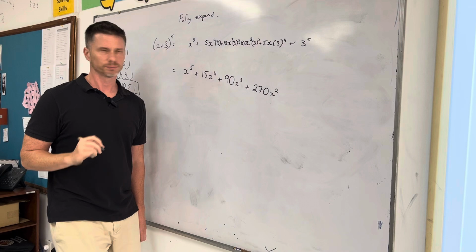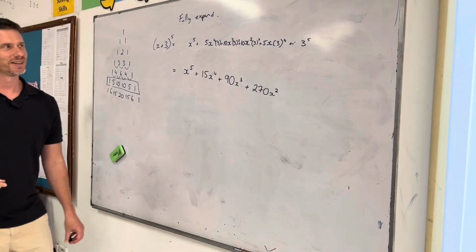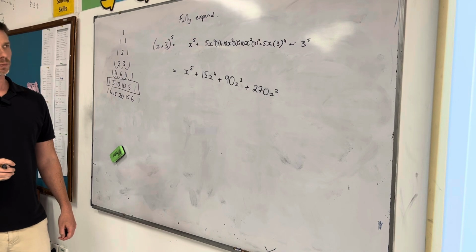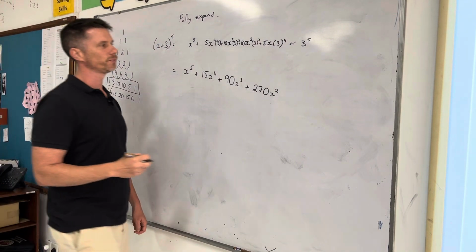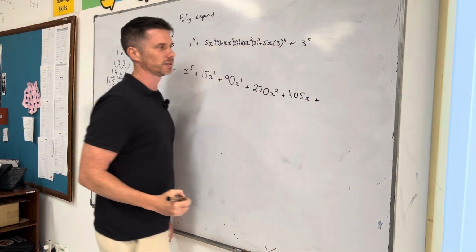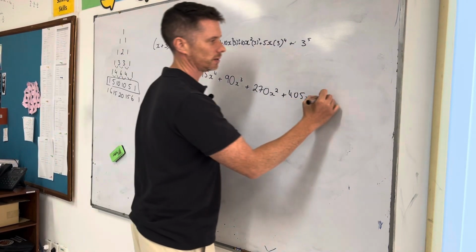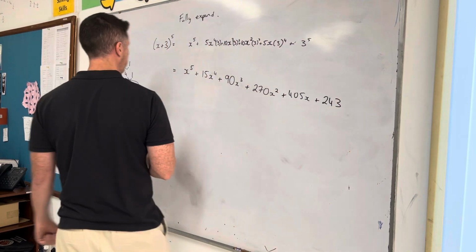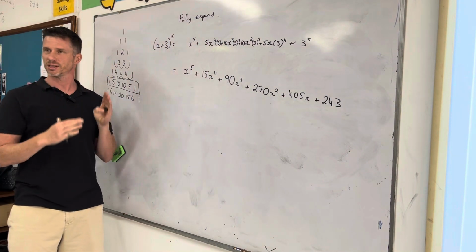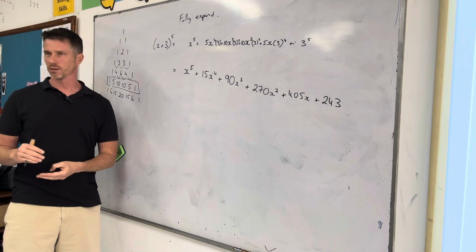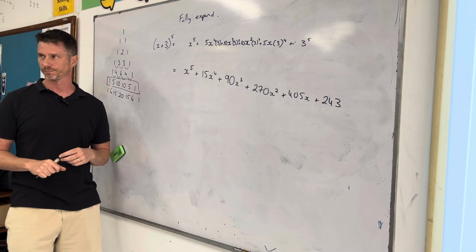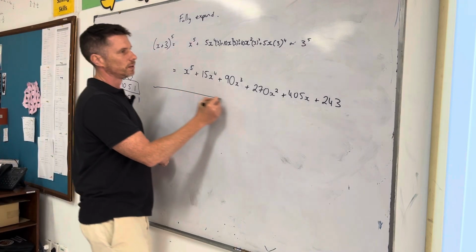Next one. Come on, Josh, you got this. 405x. Yeah, 405x. It'll be 81 times 5, so 405. 405x plus 243. Now, we would have been a long time trying to multiply that out 5 times like you would have done in GCSE, but now we can do it systematically. It doesn't take a second, but systematically you can do it.